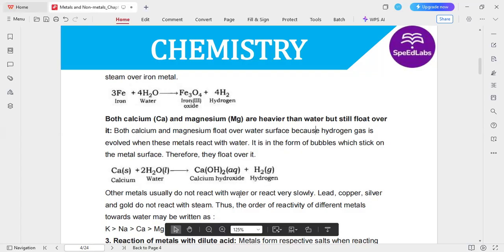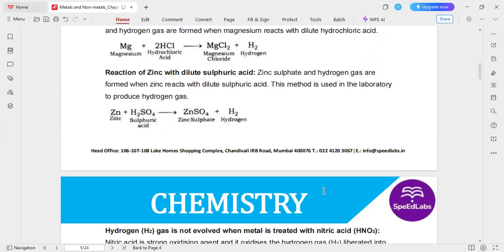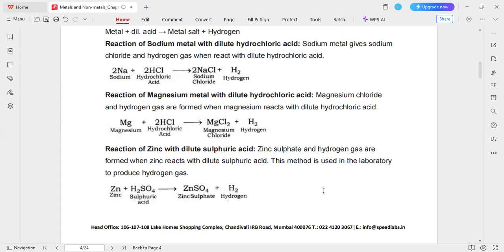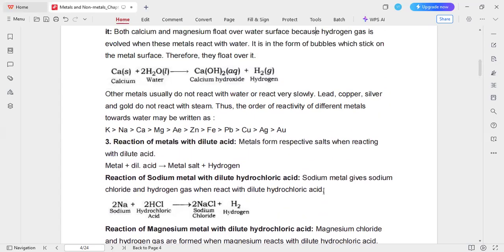Other metals usually do not react with water, or react very slowly. Yes or no? For example, lead, copper, silver and gold do not react with steam also. Here the reactivity series is also there, which is very, very important. You should remember what the reactivity series is. It is the arrangement of elements in the decreasing order of their reactivity. For example, potassium, sodium, calcium, magnesium, aluminum, zinc, iron, lead, copper, silver, gold and platinum. Platinum is least reactive and potassium is most reactive. Is it clear?